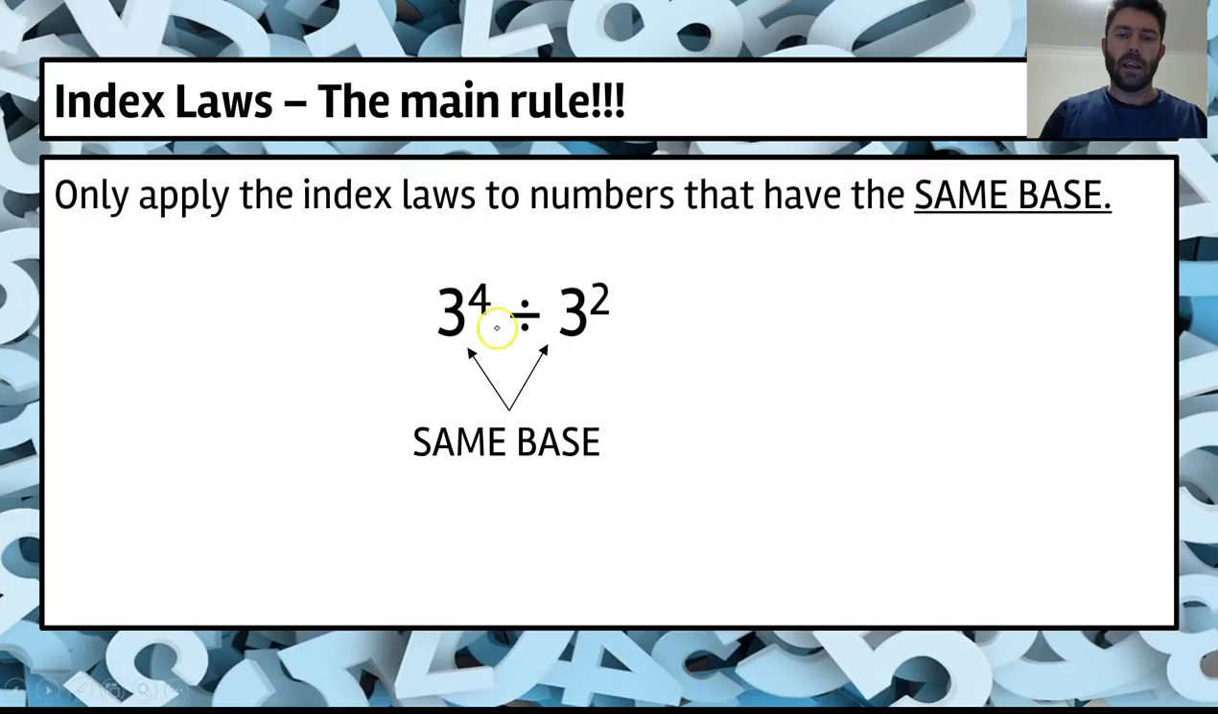So you can see here, we've got the division sign, 3 to the power of 4 divided by 3 to the power of 2. Just so we know, this can also be written as 3 to the power of 4 over 3 to the power of 2. If you see it in this form or this form, they mean exactly the same thing, so don't get too confused with it. Just understand that the fraction line is the same as the division sign.